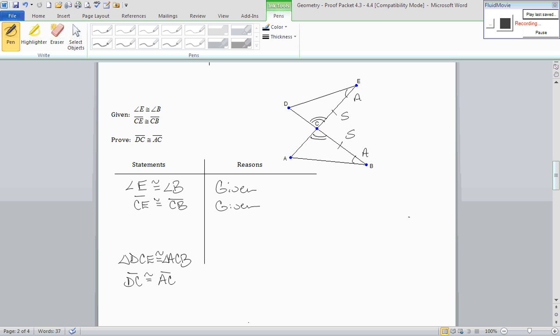And you could say here that angle DCE is congruent to angle ACB. And that would be the definition of vertical angles. You can just say vertical angles. And what we have is another angle congruence statement. So here we have angle, we have a side, and we have an angle. Now, is that enough to prove the triangles congruent?